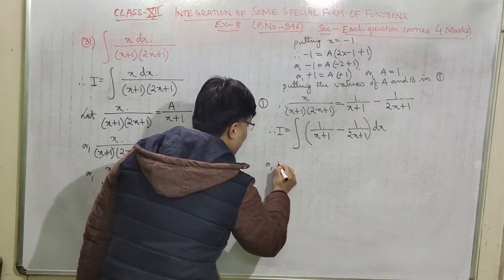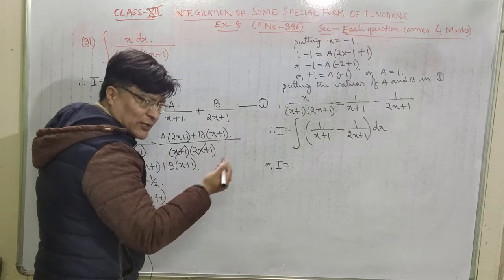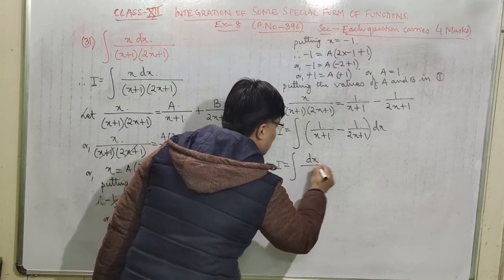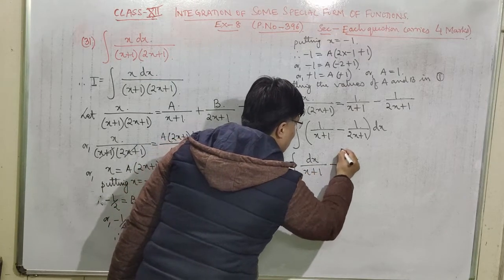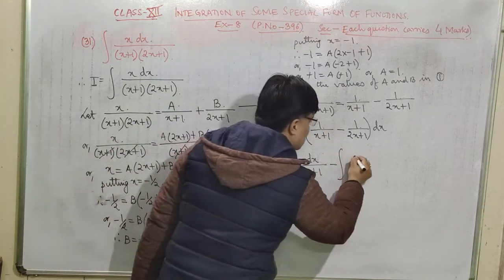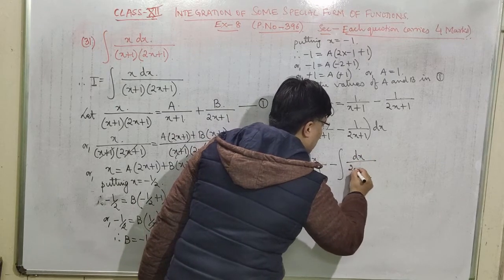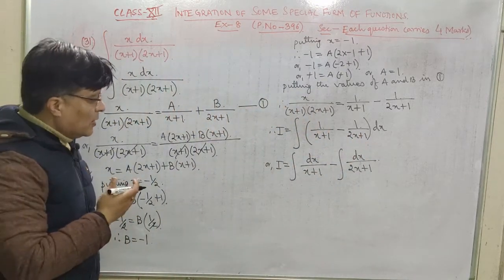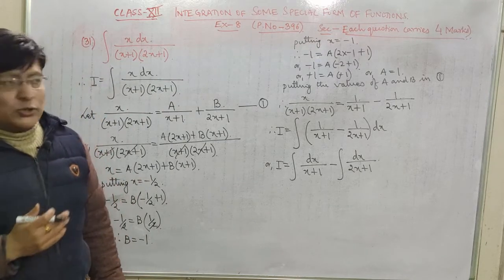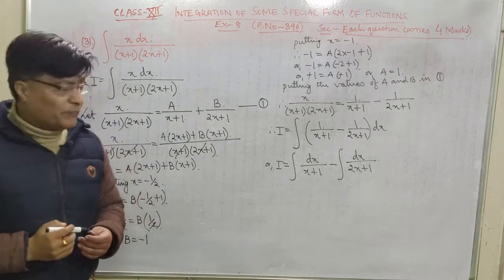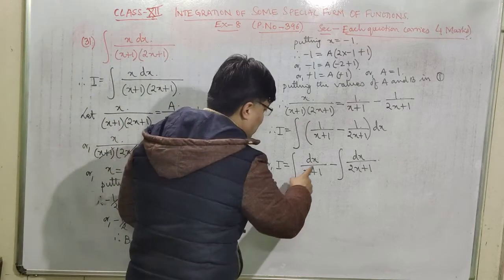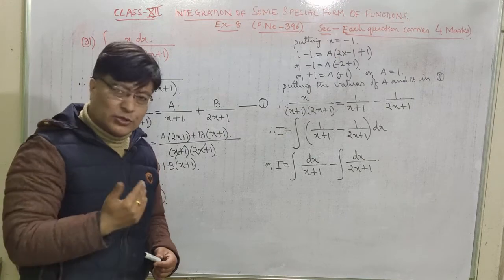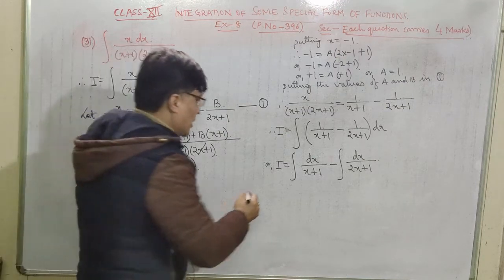Now you can separate this integration, just like multiplication. I is equal to the integral of 1 into dx divided by x plus 1, minus the integration of 1 into dx, that is dx divided by 2x plus 1. Now we can easily integrate these, right? Here the power of x is 1. You can directly use the dx by x form. So you know the integration formula.